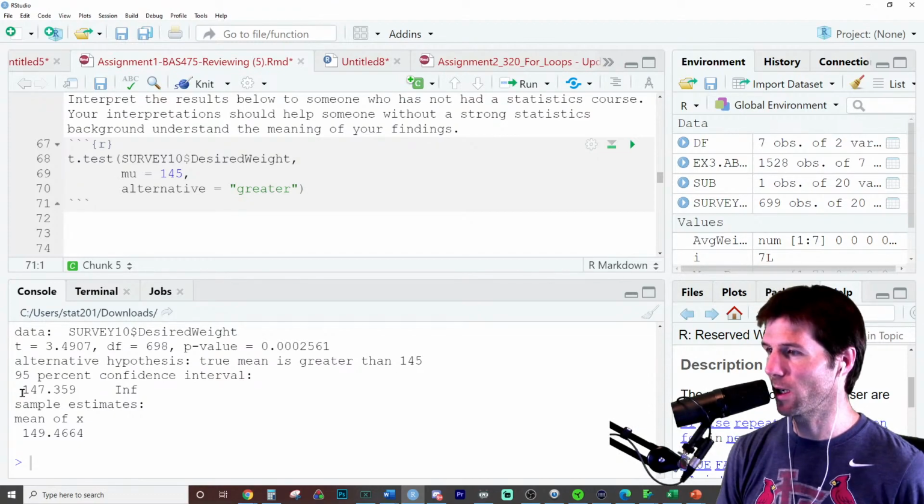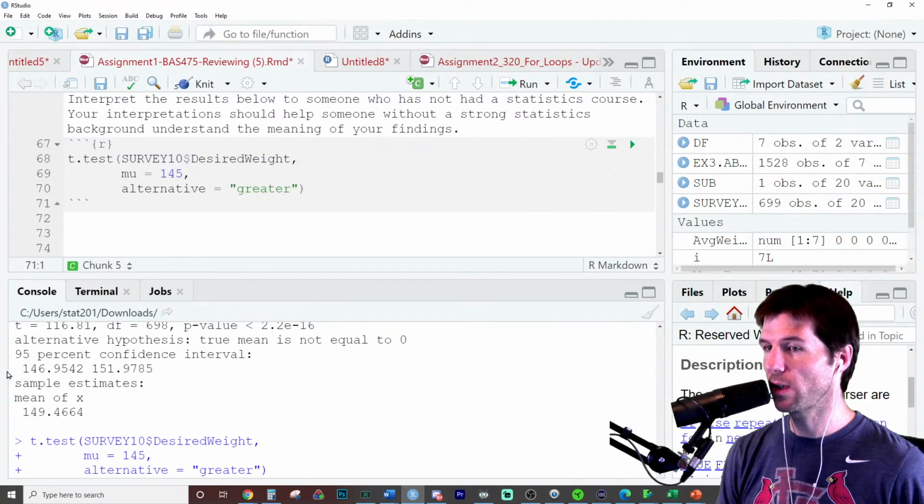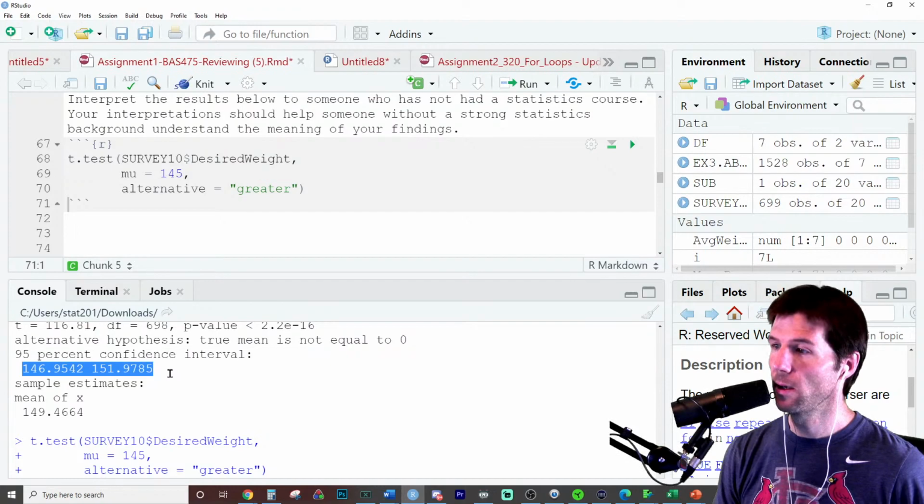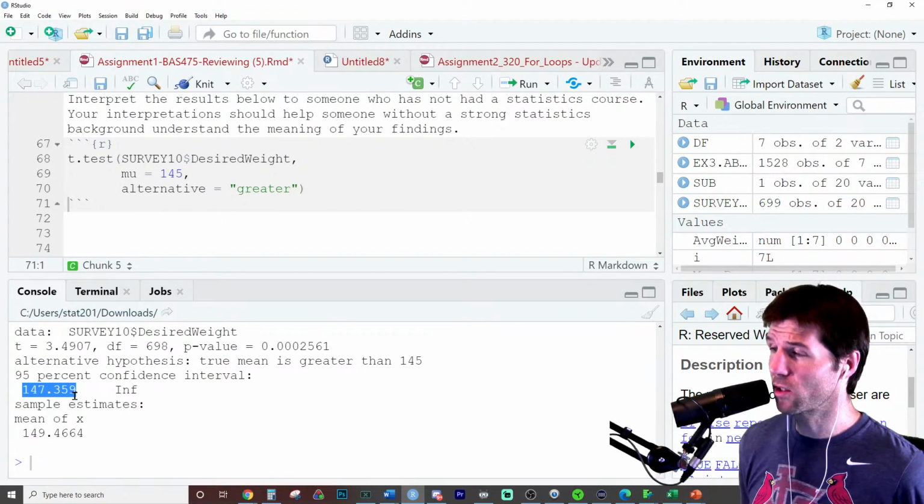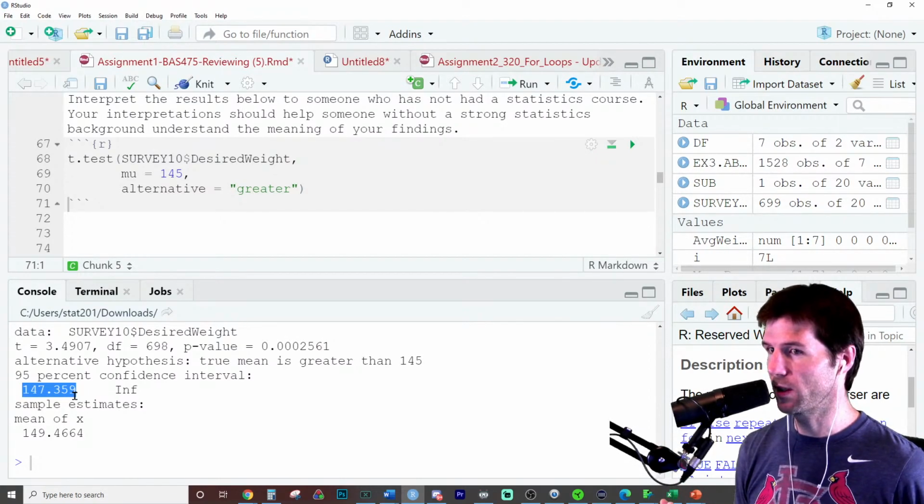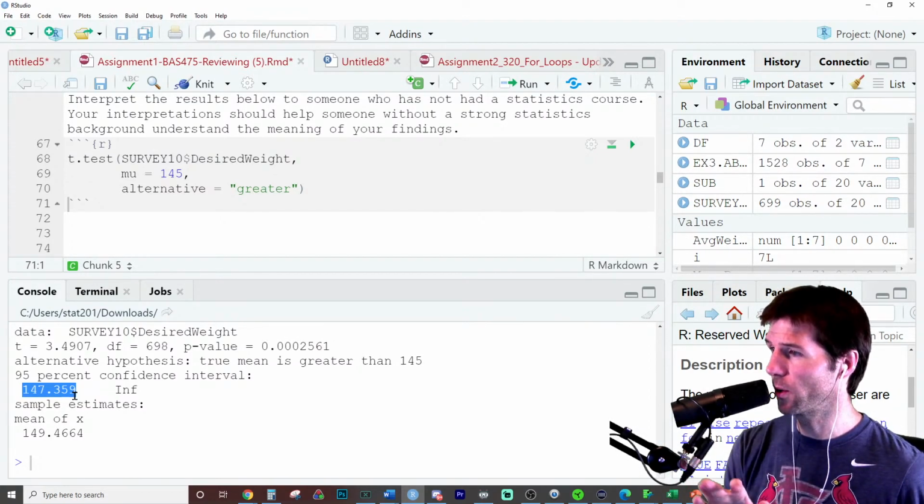I always hate these one-sided intervals. I prefer to use the two-sided intervals, which look like this, where you could still reject the value because it's outside of it. But look at this, 145 is not in the interval. So we'd say that if we had to estimate, I'm 95% confident students want to weigh more than 145. I always hate one-sided intervals, and I don't interpret them.